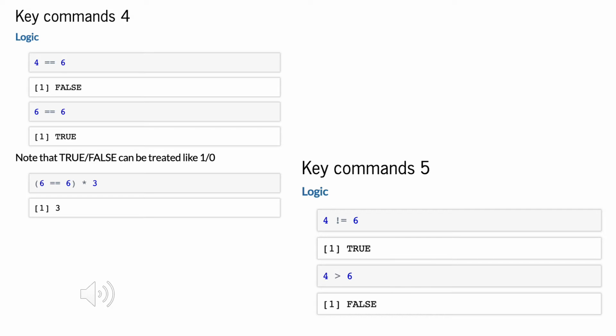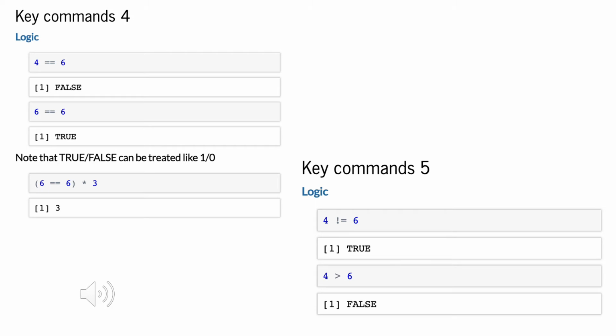Note that true and false can also be treated like 1 or 0, 1 for true, 0 for false, so that the answer to the expression does 6 equal 6 multiplied by 3 is actually 3, because the first part of this expression in parentheses evaluates to true, which is the same as 1.